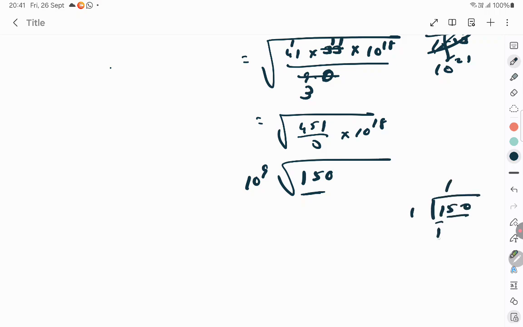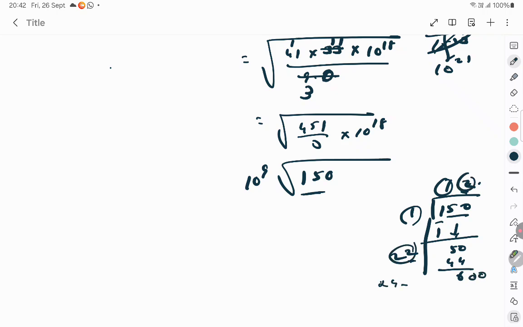You can pair it up like this. 1 ones are 1. Then bring the 50 down and add the 1 and 1, which makes it 2. You decide on this number which has to come. It can be 22 2s are 44. So it will become a 6. Beyond which you have to keep a decimal and add 2 zeros and add 22 with a 2, which makes it 24. And so can I approximate it to 12? 12s are 144, right? So can I approximate it to 12.2 into 10 to the power 9?